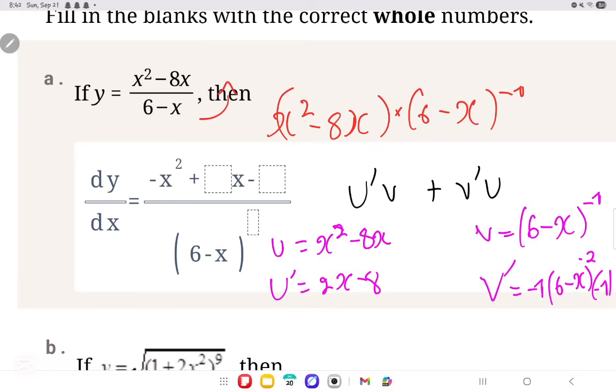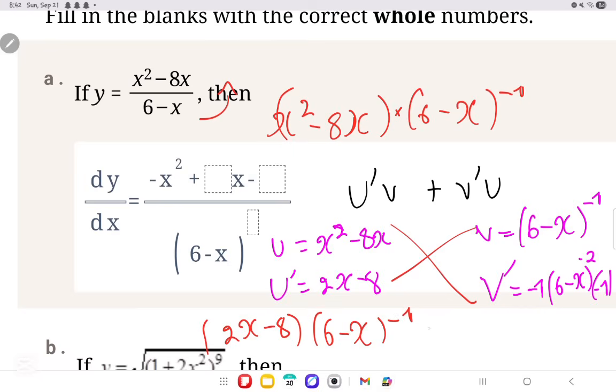Now we can do crisscross, like this and like this. And what will we get? We will get 2x minus 8 times 6 minus x to the power of minus 1 plus x squared minus 8x times minus 1 times minus 1, which is plus 1, times 6 minus x to the power of minus 2. Right? So I'm going to erase on top so we can have more space.